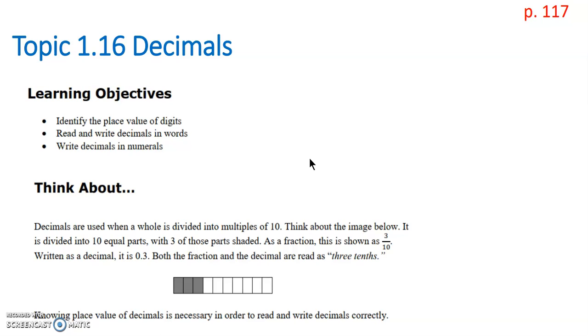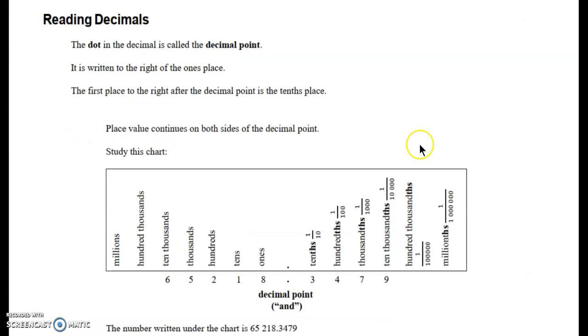So as a fraction, we know that this is 3 out of 10, 3/10. As a decimal, it's written as 0.3. Both of them are read exactly the same. 3/10 in fraction form is equal to 3/10 in decimal form. And so we have to know place value of decimals in order to be able to read them correctly. Knowing place value of whole numbers can really help us when it comes to decimals.